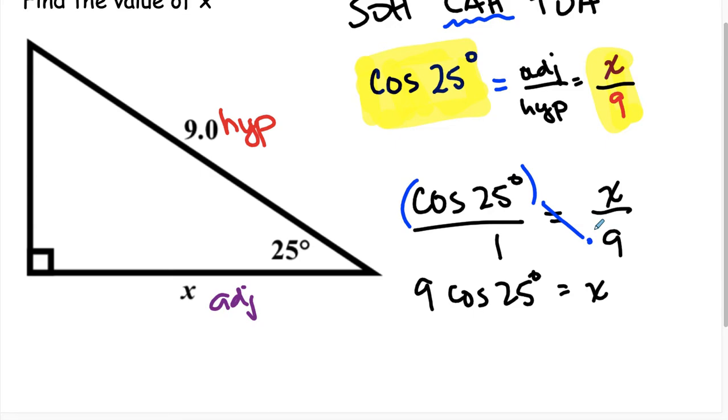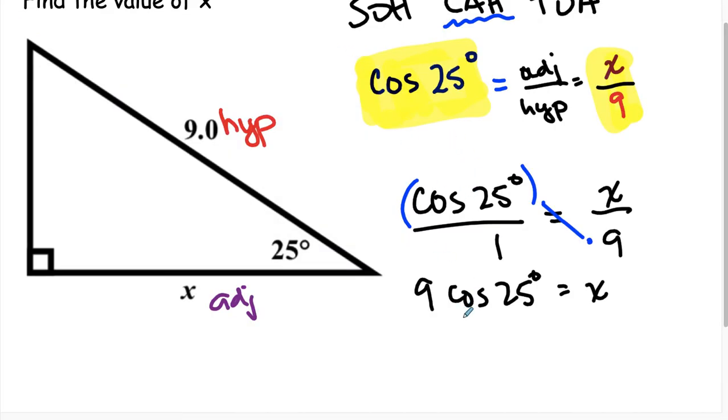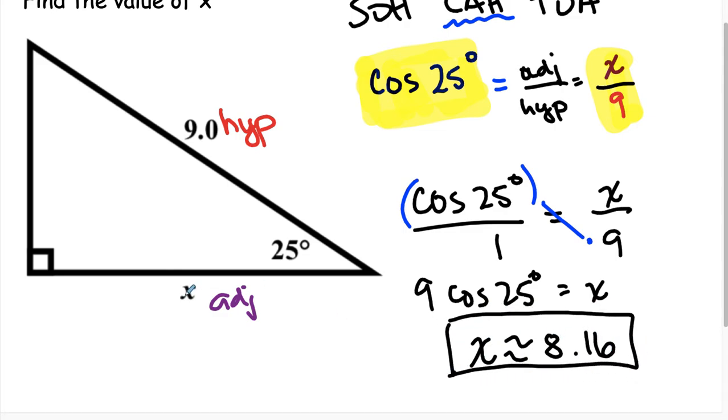Let's go back into our calculator, and we just enter 9 cosine 25 degrees. This is a decimal. It depends on where they want you to round, but let's say we want to round to the nearest hundredth. So this is going to be 8.16. We say that x is approximately 8.16. So the length of x, its adjacent side, is 8.16. I hope you're getting the hang of it. I'll do one more example, and then you can do a couple on your own.